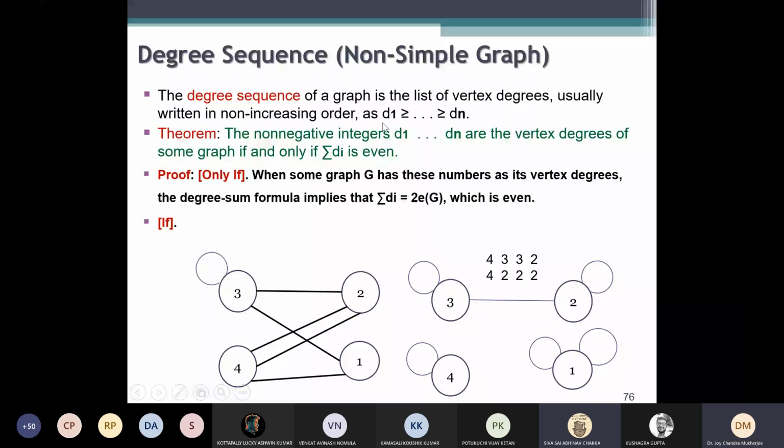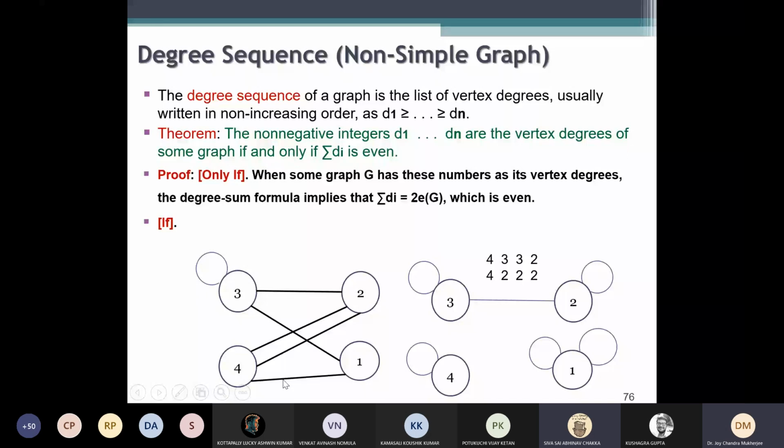Suppose this is a 4 vertex graph. So what is the degree? Vertex 3 has degree 4, because a loop will count twice, right? Vertex 4 has degree 3, vertex 2 has degree 3, vertex 1 has degree 2. So how do we write its degree sequence? From the largest element to the smallest element. So 4 3 3 2. That is how we write the degree sequence of this graph.